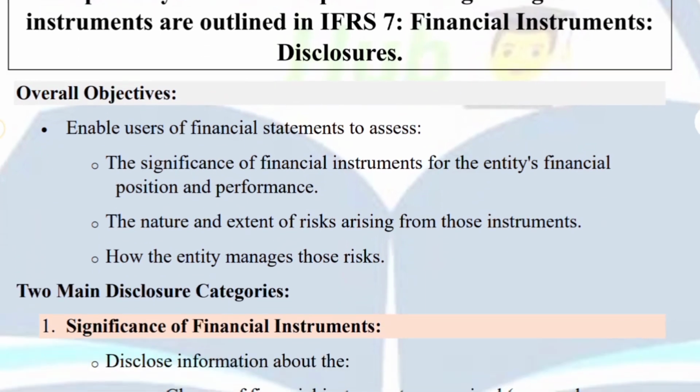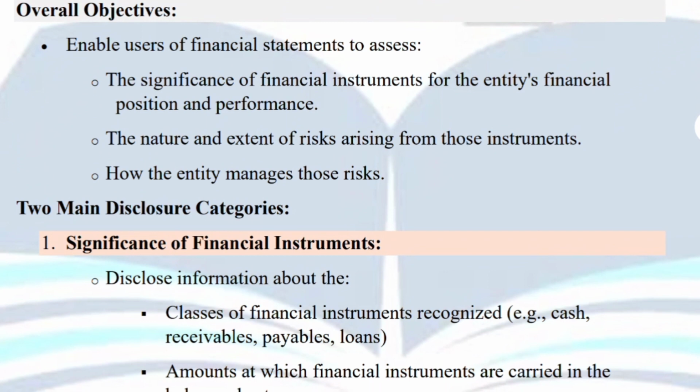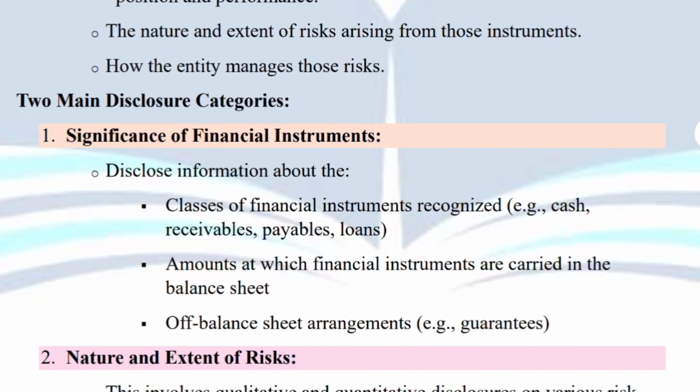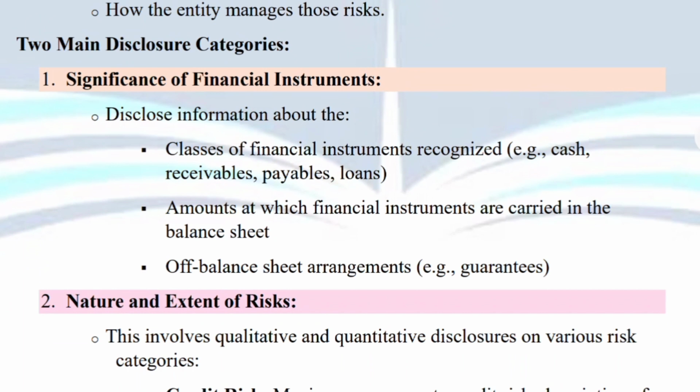Firstly, we will focus on the significance of financial instruments, which comes under the main disclosure categories. Now we are here to discuss two main disclosure categories: one, the significance of financial instruments, and the other is the nature and extent of the risk. These are the two things. Now we will discuss them one by one. First of all, we will focus on the significance of financial instruments.